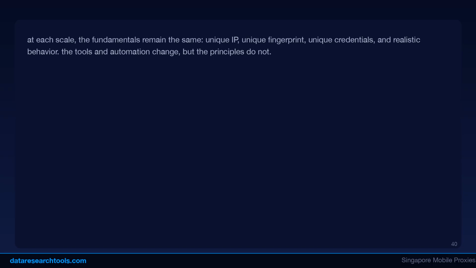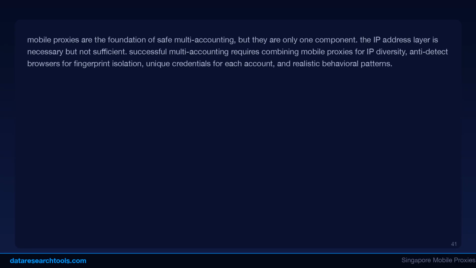At any scale, the fundamentals remain the same. Unique IP, unique fingerprint, unique credentials, and realistic behavior. The tools and automation change, but the principles do not. Mobile proxies are the foundation of safe multi-accounting, but they are only one component. They are necessary but not sufficient.